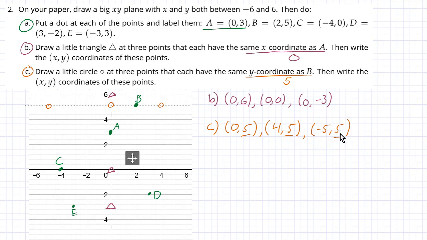The thing I want to make sure you get out of this problem, and this is an important concept when we're analyzing graphs and doing more complicated things later on, is that if you have a horizontal line, all the points on a horizontal line always have the same y coordinate. And if you have a vertical line, then all the points on that vertical line will have the same x coordinate.